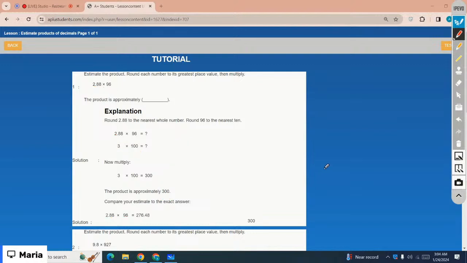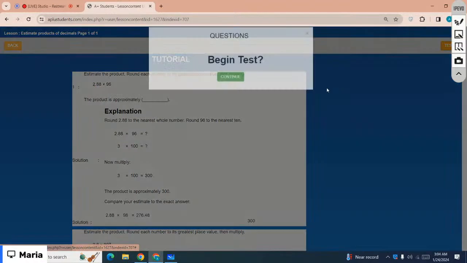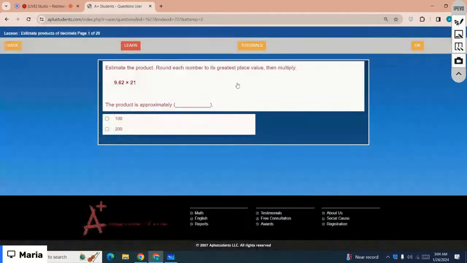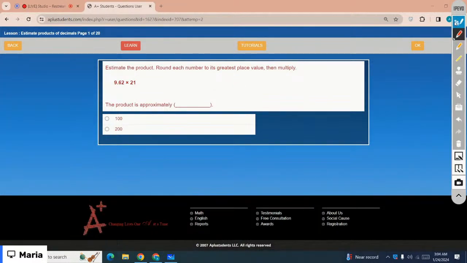So let's just start with the practice question. Let's just start with the test. Okay, estimate the product, round each number to its greatest place value, then multiply. The numbers are 21 times 9.62. You have to round off both the numbers first, right? 21 is rounded off to which 10? 20 or 30? 21 is rounded off to the nearest 10, that is 20, right? Because 21 is nearest to 20.